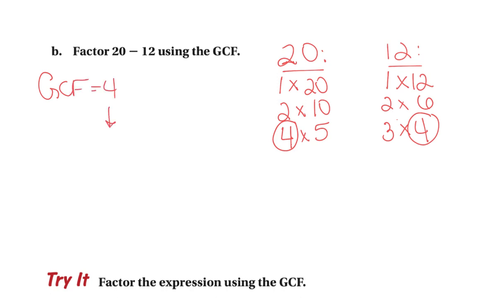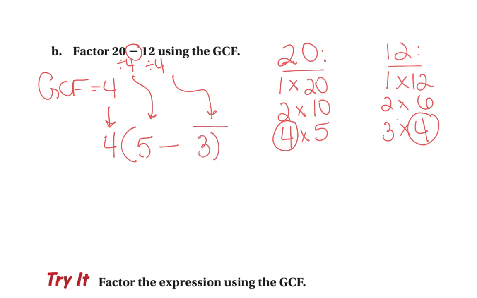That's going to go on the outside of the parentheses. Then we're going to divide out the 4 from 20 and 12. So 20 divided by 4 is 5, minus 12 divided by 4 is 3. So our factored expression is 4 times (5 minus 3). The number on the outside has to be the greatest common factor. For example, you could have used 2, but that wouldn't be the right factored expression because 2 is not the greatest common factor. It should be 4.